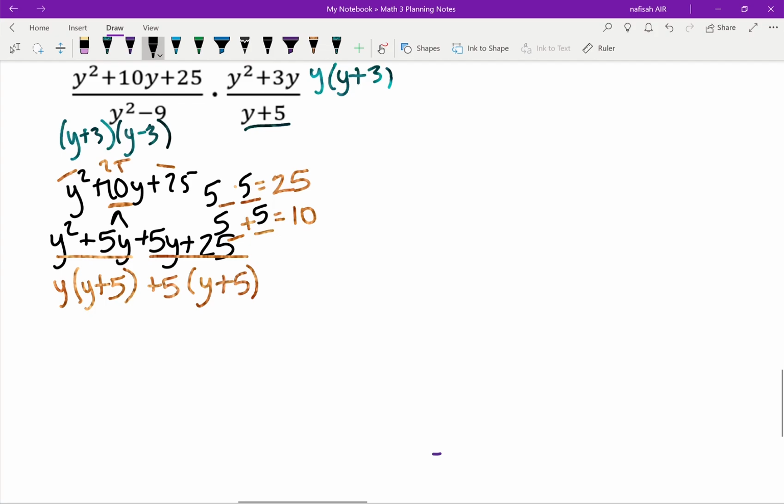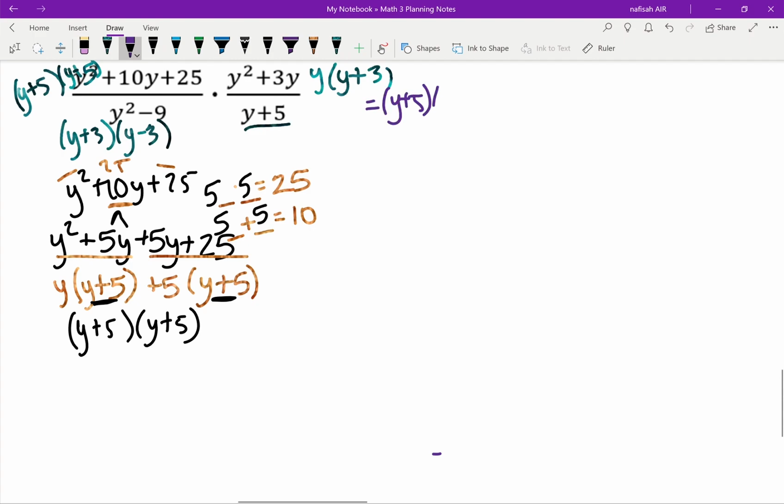So my answer for how that factors would be my GCFs and my twins. Again, you have to have twins here. Okay, so the first numerator turns into a y plus 5 times y plus 5. All right, so let's go ahead and rewrite it. So this is y plus 5, y plus 5.